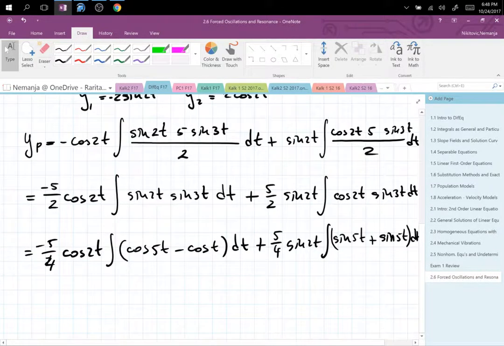Beautiful. Negative 5/4 cosine 2t. And now I have the integral over here. So cosine is sine, and then over 5. So sine 5t. Yes.